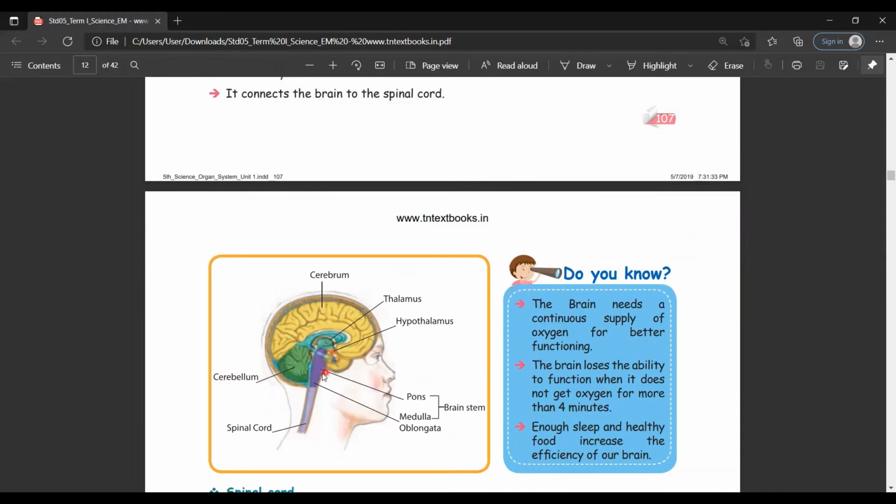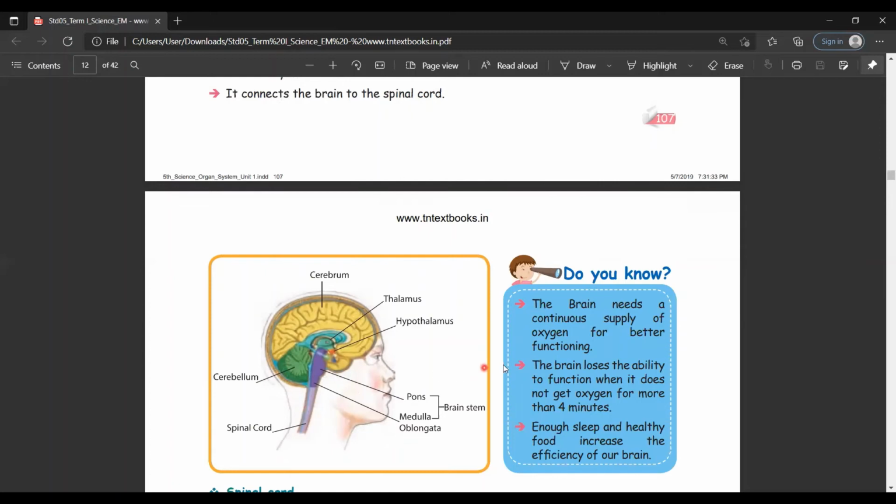Okay, the next one is hindbrain, that is medulla oblongata, isn't it? It consists of pons and medulla oblongata. It is otherwise called as brainstem. This brainstem connects the brain and the spinal cord. Understood, children?